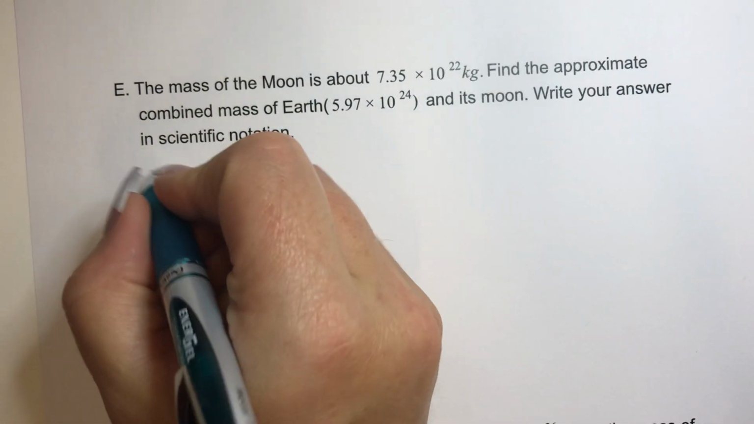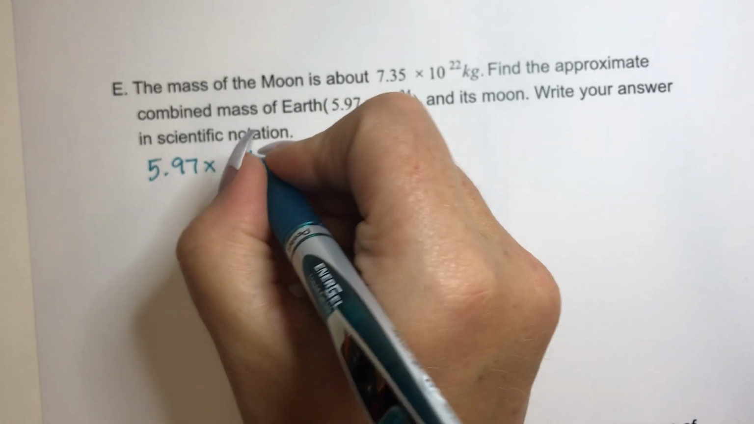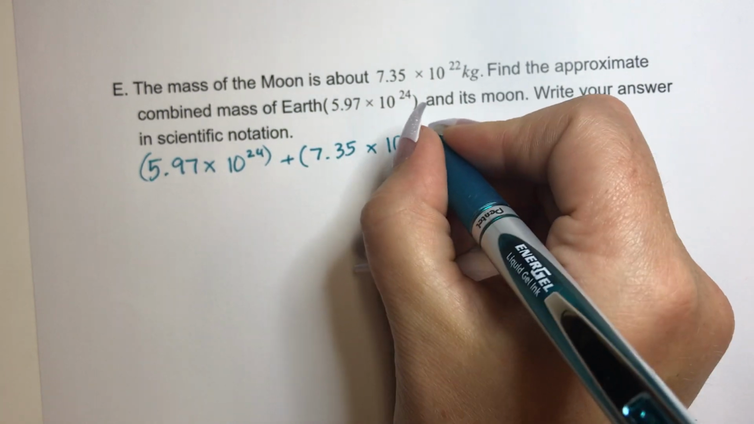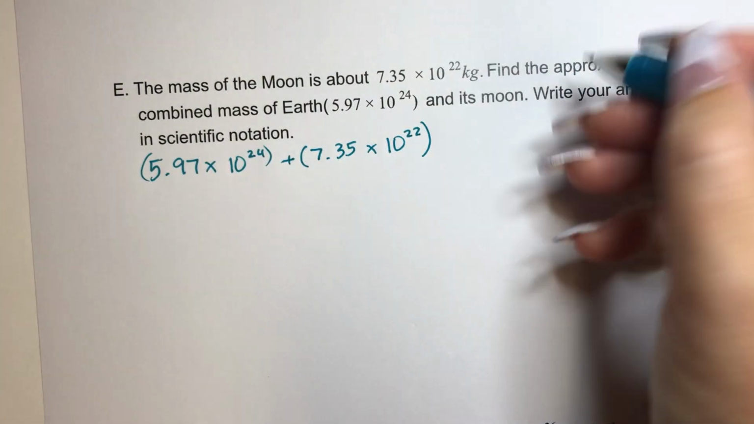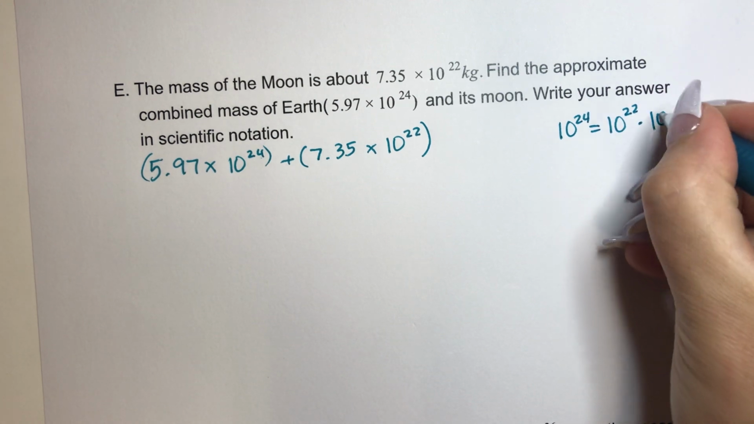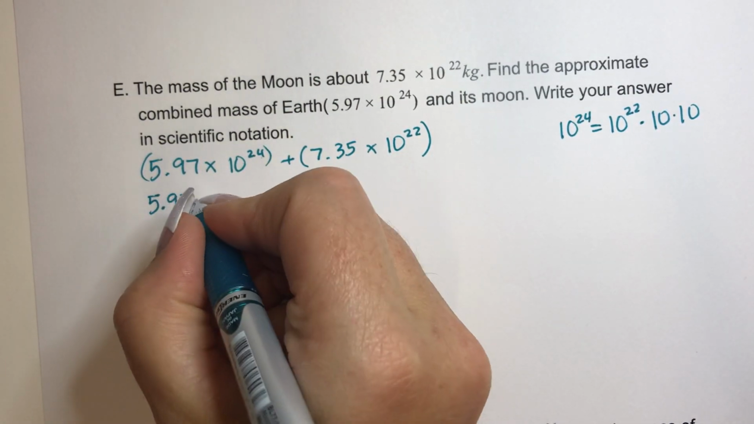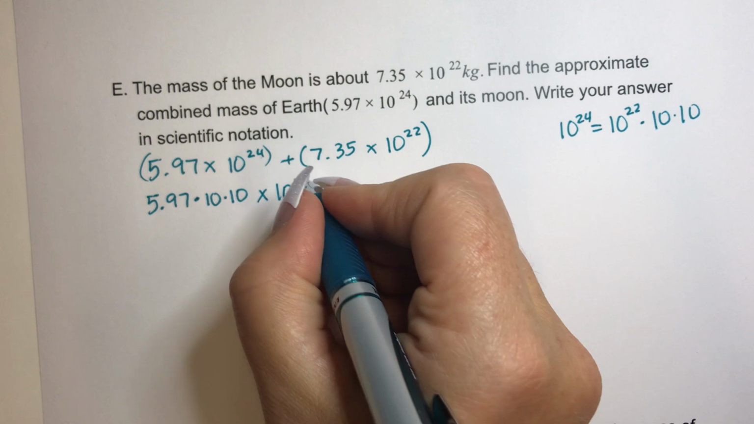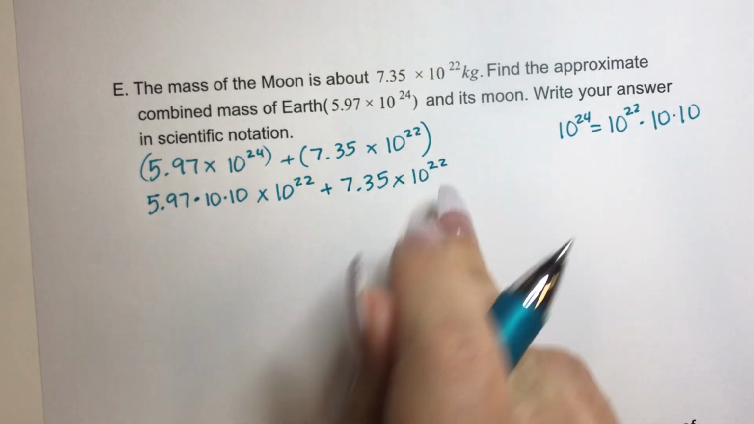So I'm going to put the bigger number on top. Well, what we're doing, we're going 5.97 times 10 to the 24th plus 7.35 times 10 to the 22nd power, right? So whenever we're adding or subtracting, we need the same base, right? So I'm going to rewrite this. So I know that 10 to the 24th power is the same thing as 10 to the 22nd power times 10 times 10. 22nd, 23rd, 24th, okay? So I'm going to rewrite this as 5.97 times 10 times 10, right? times 10 to the 22nd power plus 7.35, and this just stays the same because this already has a 10 to the 22nd power.